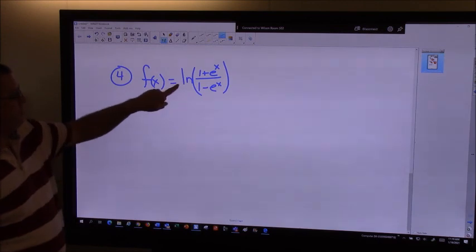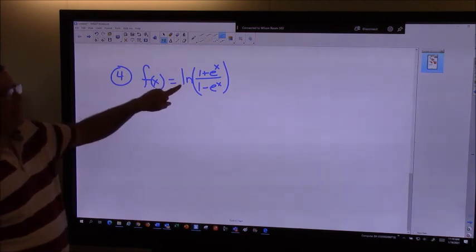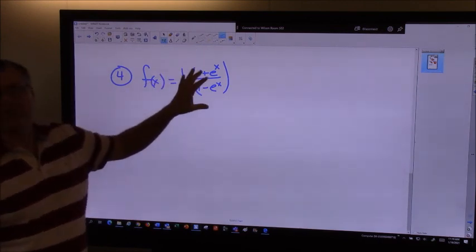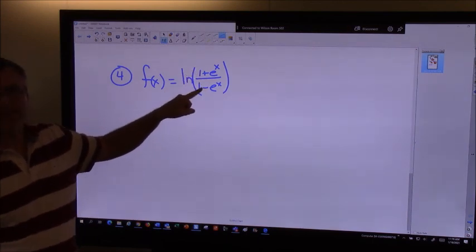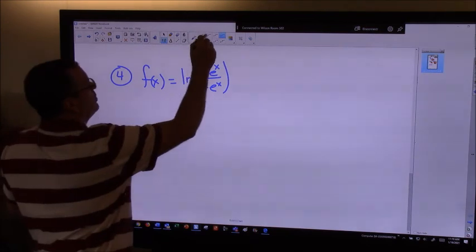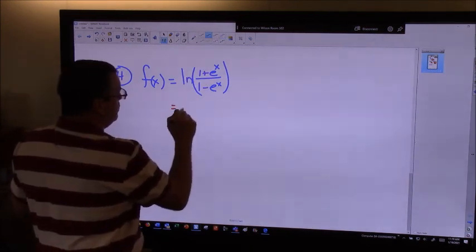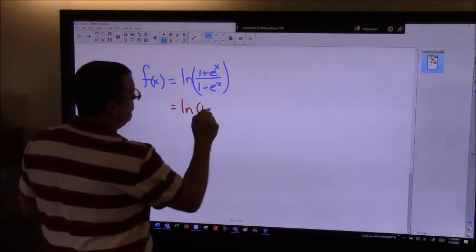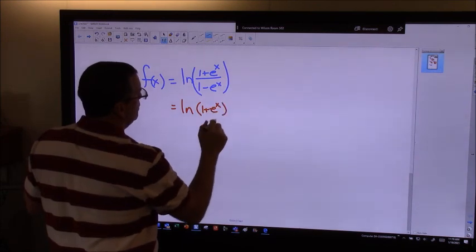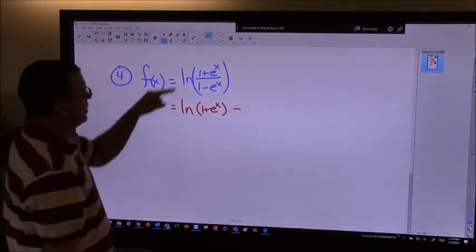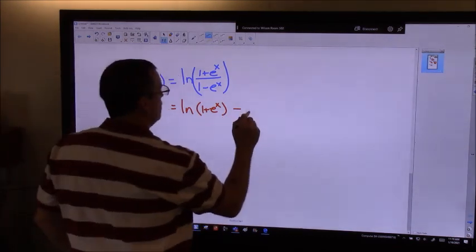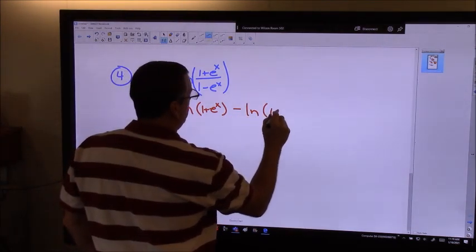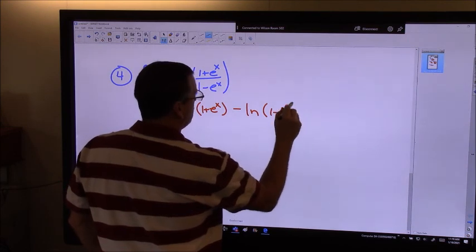So when you first look at this, you're probably going, okay, natural log, that's u prime over u. But that's going to get messy, right? So what we would want to do here is first say this is the natural log of 1 plus e to the x minus, because when you divide with exponents, you subtract those exponents. So natural log of 1 minus e to the x.